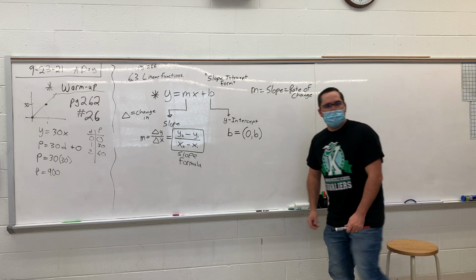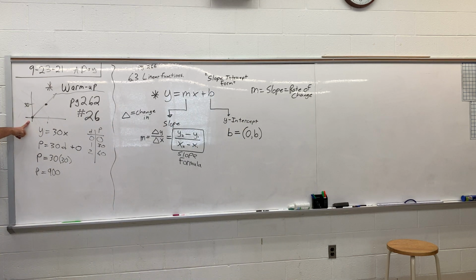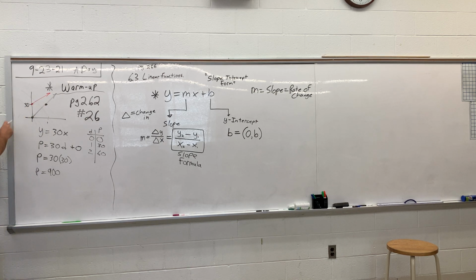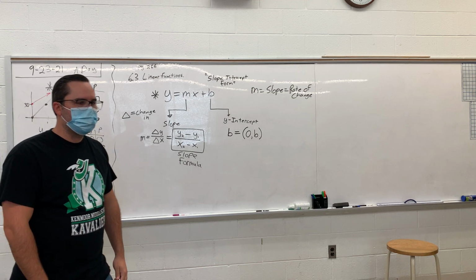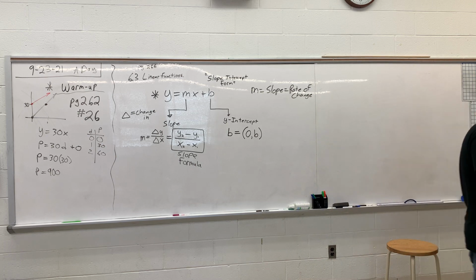So the y-intercept here is 0 because it crosses the y-axis at 0. If this line moved up to here, my y-intercept would be 30 because it crosses the y-axis at 30. Okay, now I've just given you a ton of information. Doesn't make much sense yet because I haven't showed you how to use it. So I'm going to show you how we actually use this information.